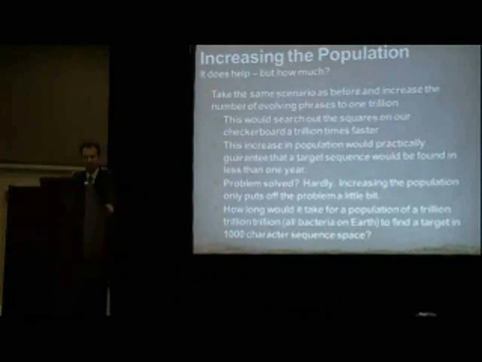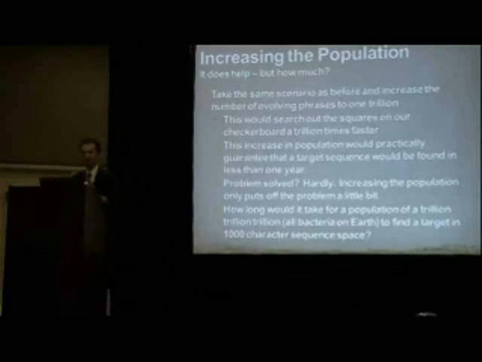This increase in population would practically guarantee a target sequence would be found in less than 1 year at our previous calculation. So this solves the problem, right? Have an increase in the population, you can find it in less than 1 year, you solve the problem. Well, it solves the problem a little bit, but all you have to do is step up the ladder of complexity a little bit farther and see what happens.